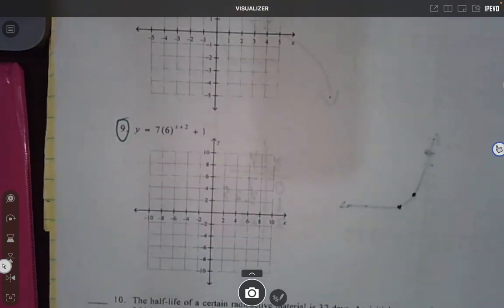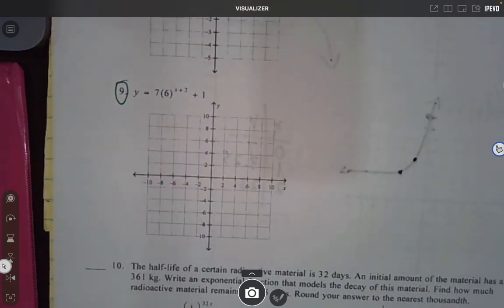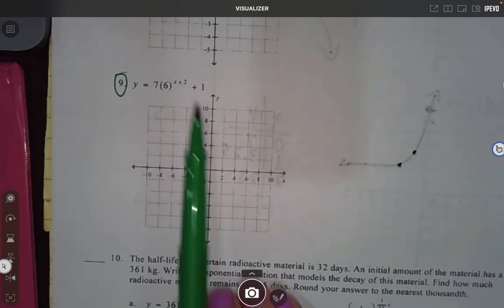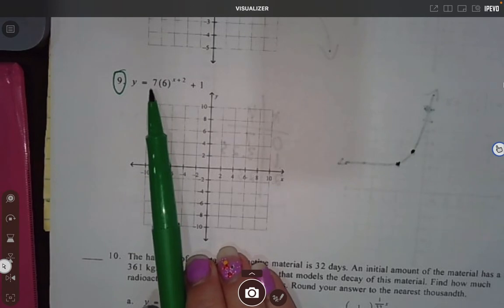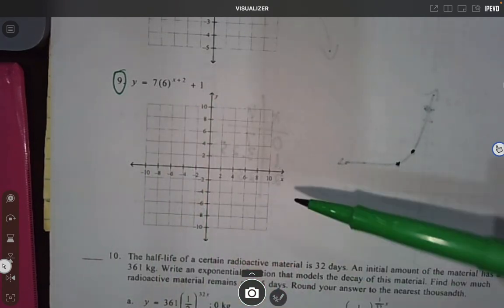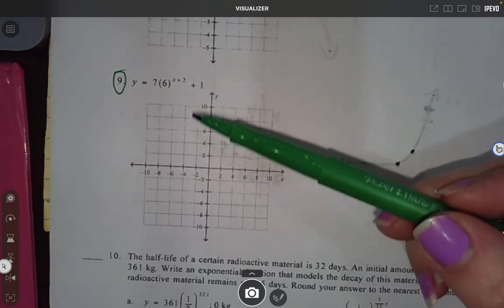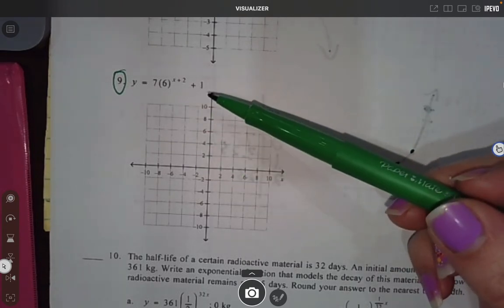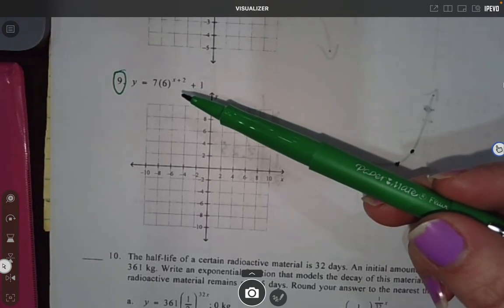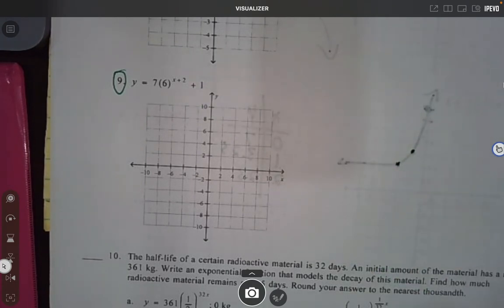Is everybody good with number 9? Where do we think this one's going to be? I think it's going to be growth. Why? Up, because it would start at 7 plus 1 more. We think it's going to go up to 8. I think it's going to level off at around the 1. It's going to be on the left side. I think it's going to move over to the left too, right? All these things that I'm thinking from the transformations.